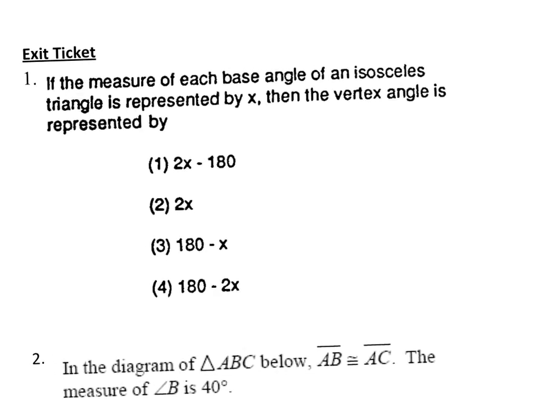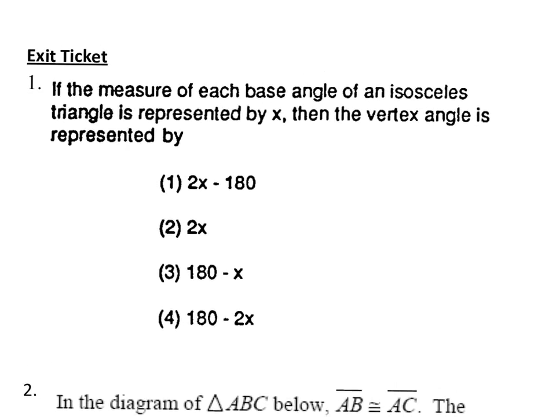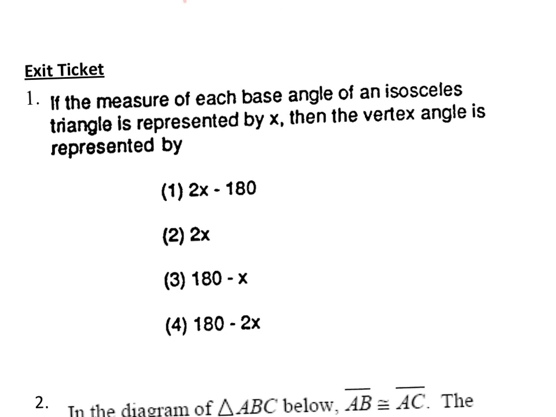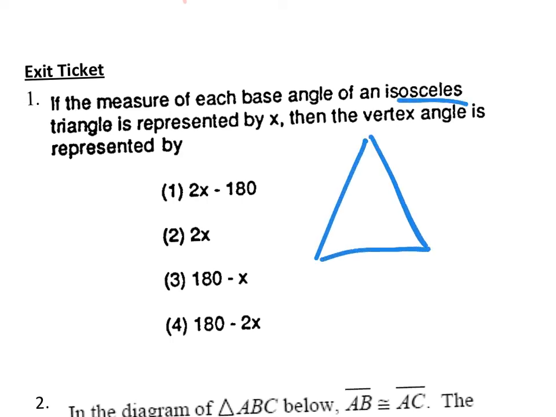So let's just look at this exit ticket really quickly and then go into a little bit of a summary of this lesson. So the measure of each base angle of an isosceles triangle is represented by x, and the vertex angle is represented by, right? Once again, let's draw a diagram so that we know what we're talking about. We have an isosceles triangle given by this information. So these are my legs. My base angles are here, and they're congruent, right? So each base angle is represented by x, right?